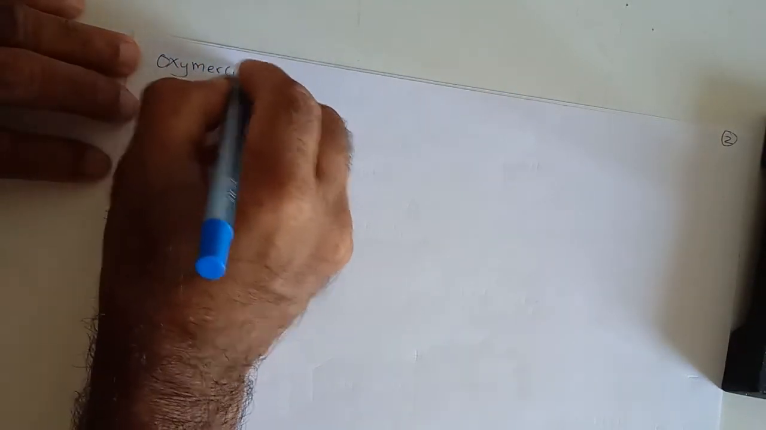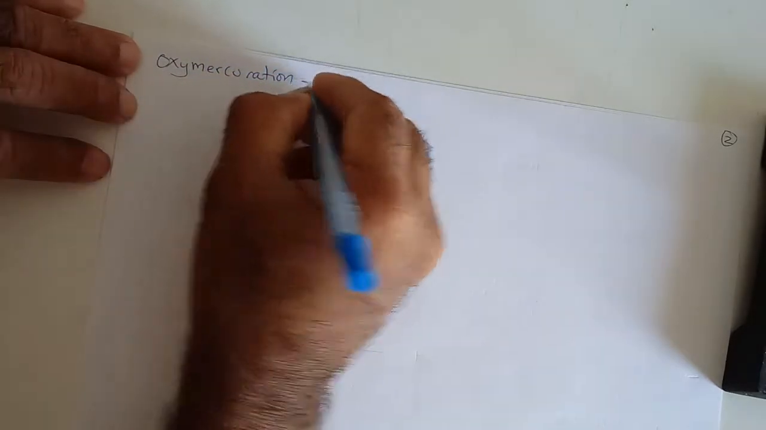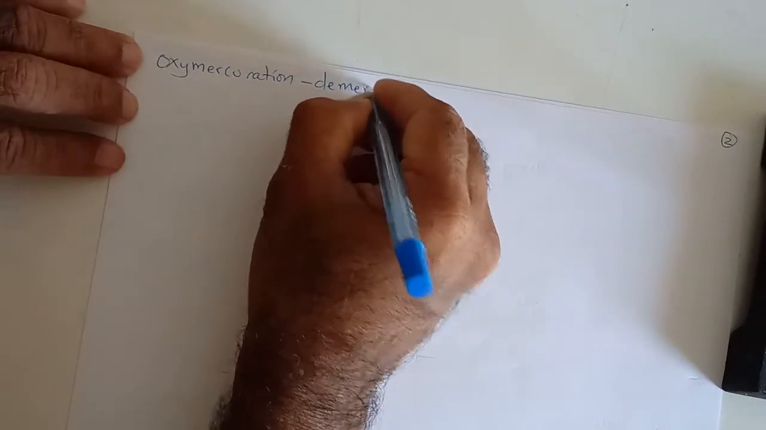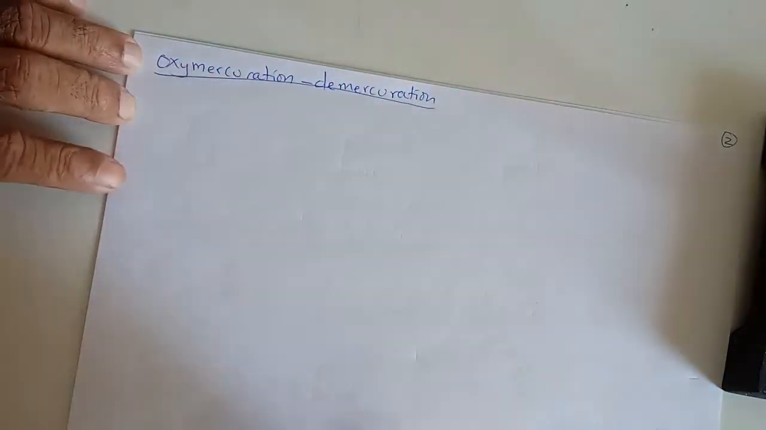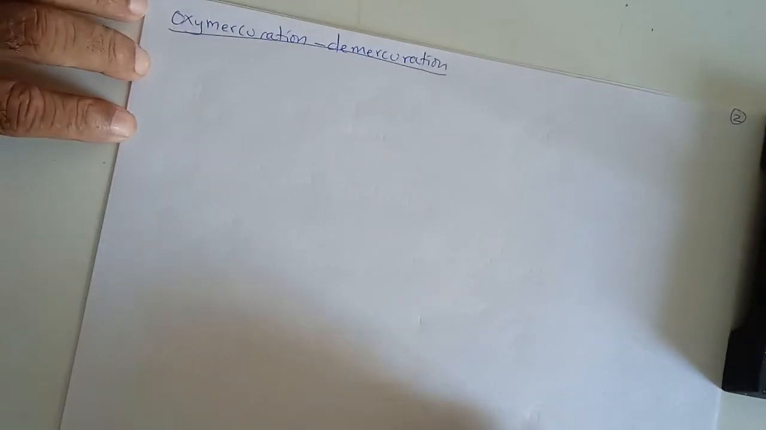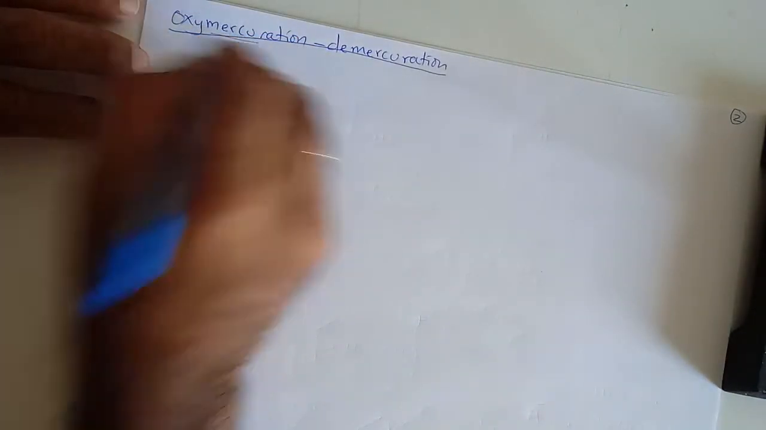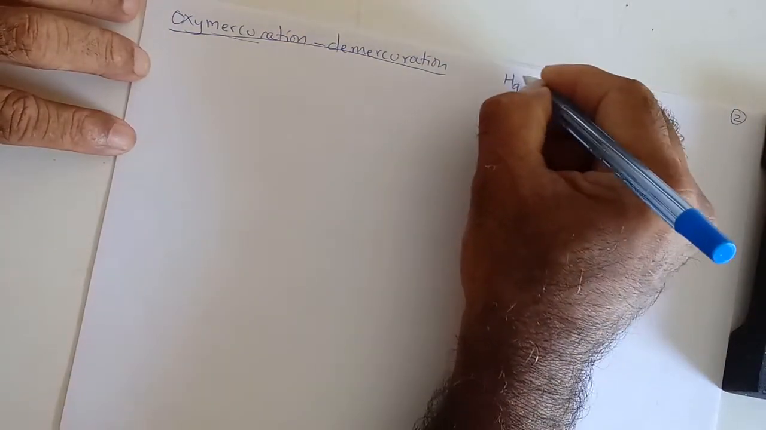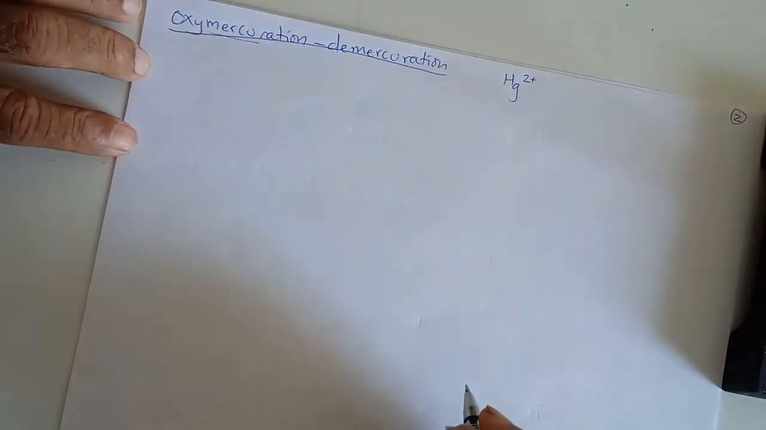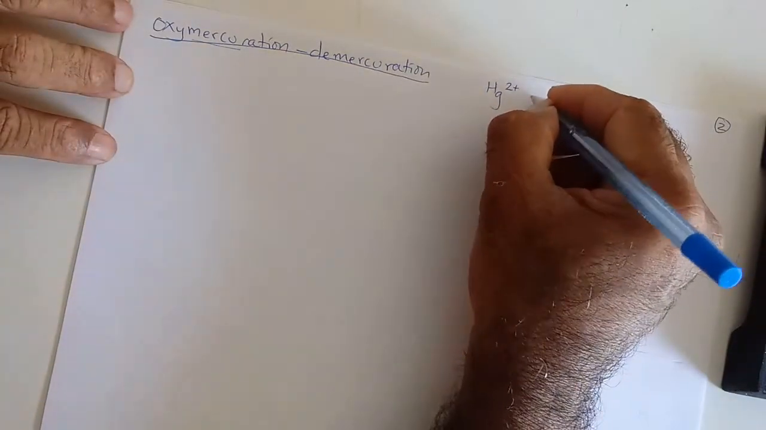Now that's not a mainstream hydration. We have a typical name called oxymercuration-demercuration. That's another method of doing it. Well, that shows something interesting. There is an element that we are projecting. What is that? Mercury involved. Hg2 plus salts are used. Acetate.